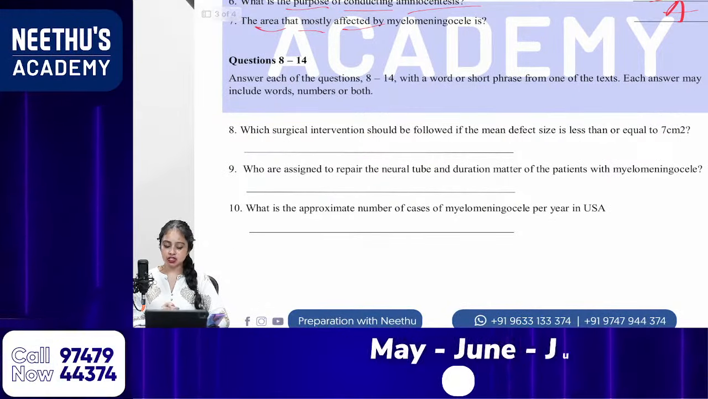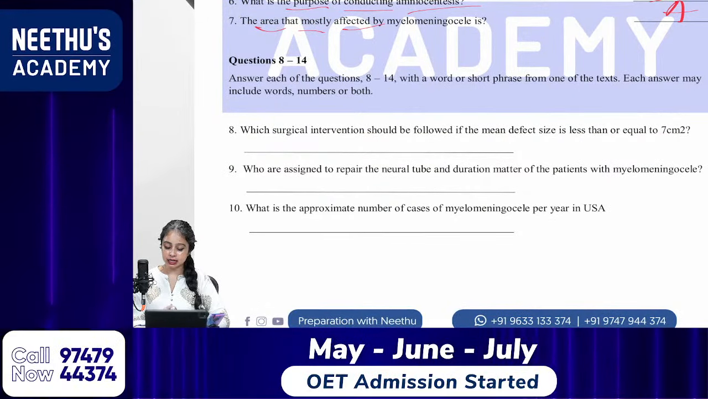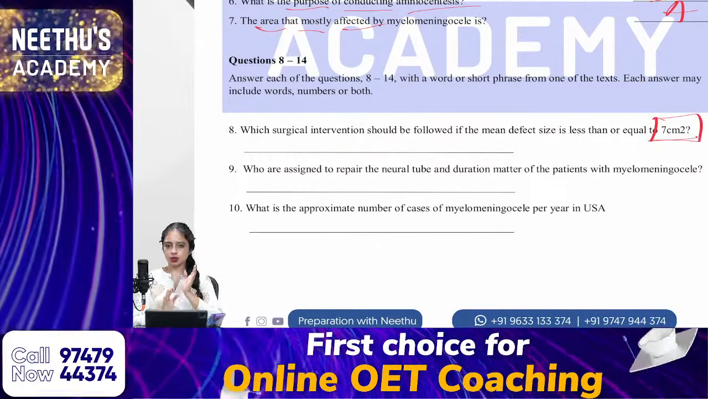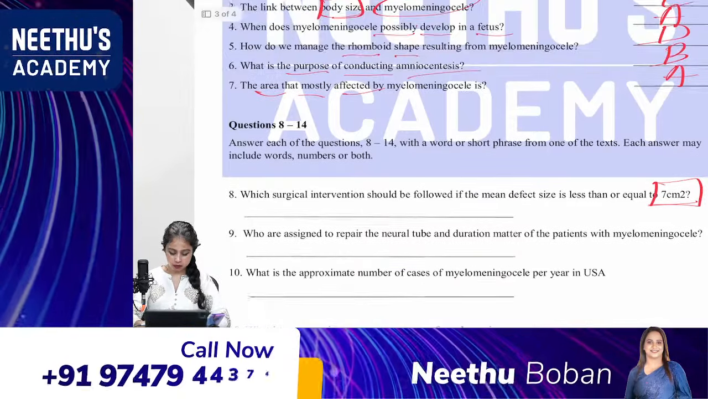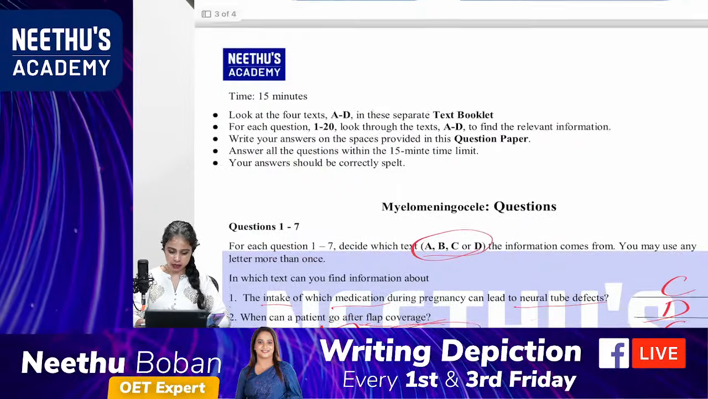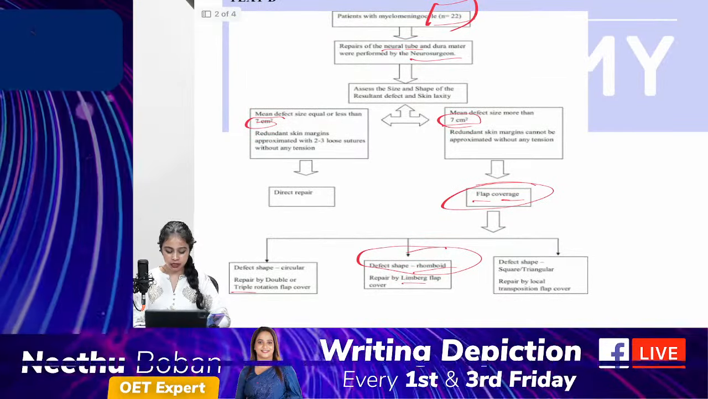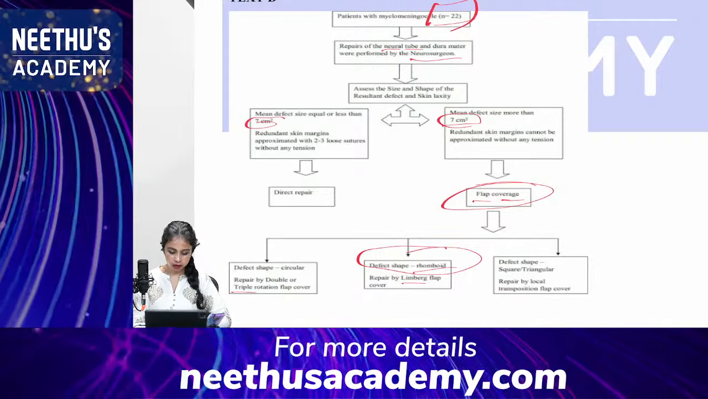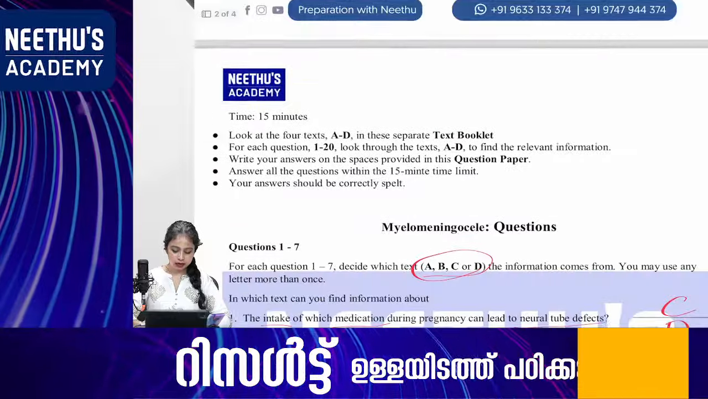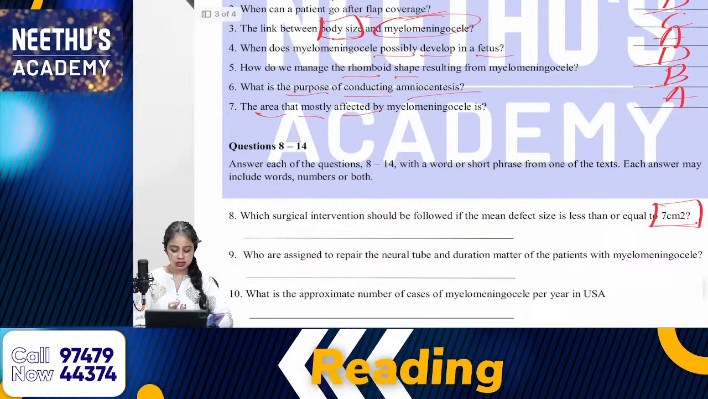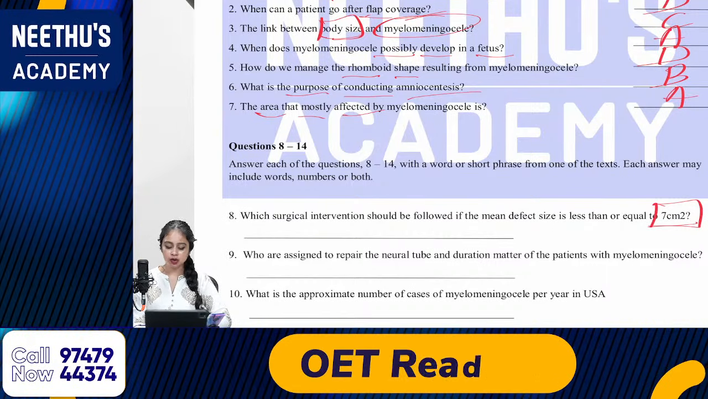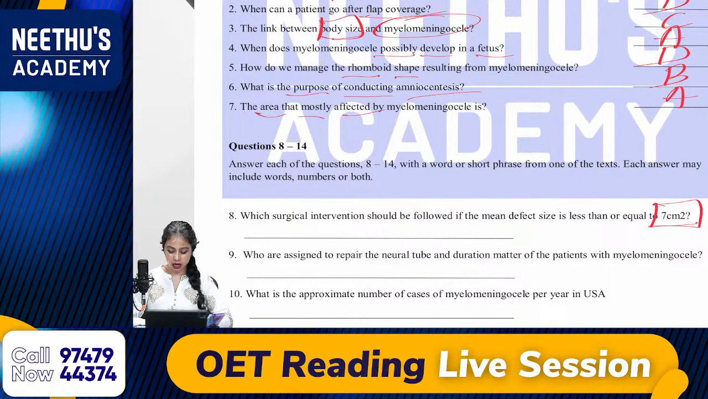Which surgical intervention should be followed if the mean defect size is less than or equal to 7 centimeter square? So, as you know, that particular term is mentioned only in text D, right? So, where is it mentioned? So, what is the correct answer? Any idea? Eighth one, which surgical intervention should be followed if the mean defect size is less than or equal to 7 centimeter square? Any idea?